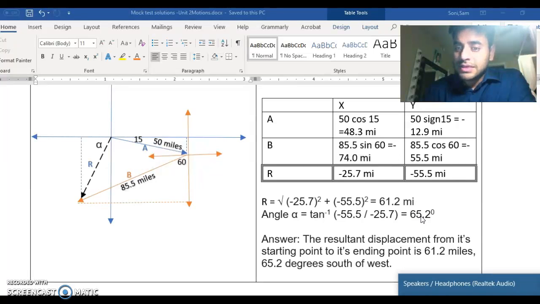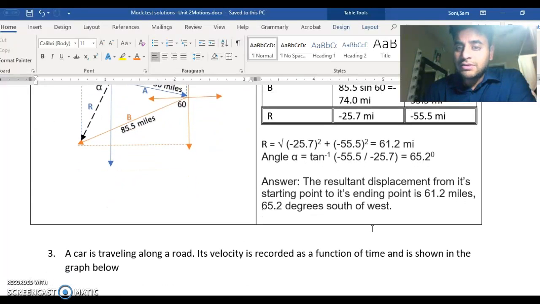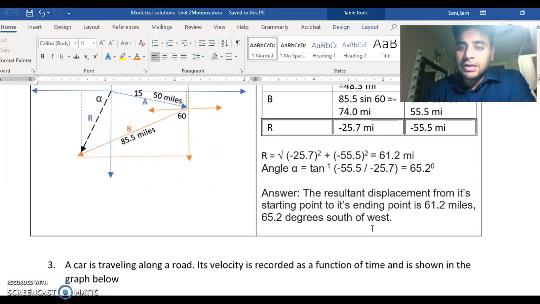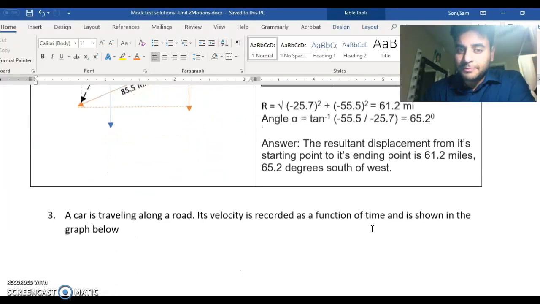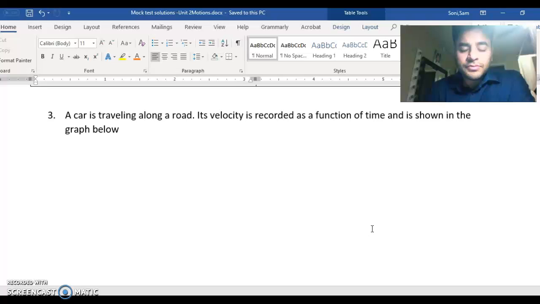So this is how I write my answer. The resultant displacement from its starting position point to its ending point is 61.2 miles at 65.2 degrees south of west. Okay, hope that helps. Third question is, a car is traveling along a road.